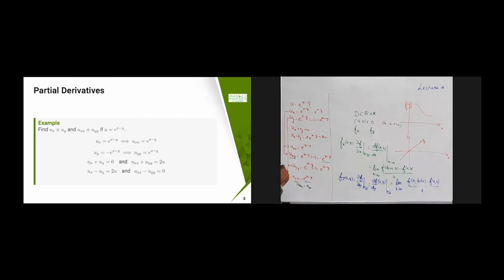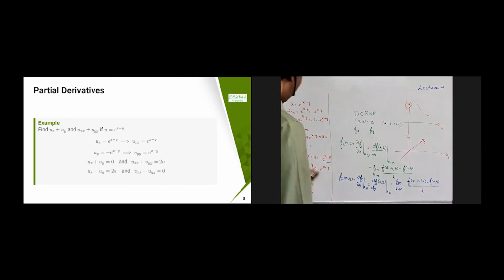Now, once again, you need to calculate what is uxx plus uyy. If you add these two terms, that is going to become 2 times e power x minus y, that is u. So 2u I can put. Now uxx minus uyy, that is 0. So this is also true.